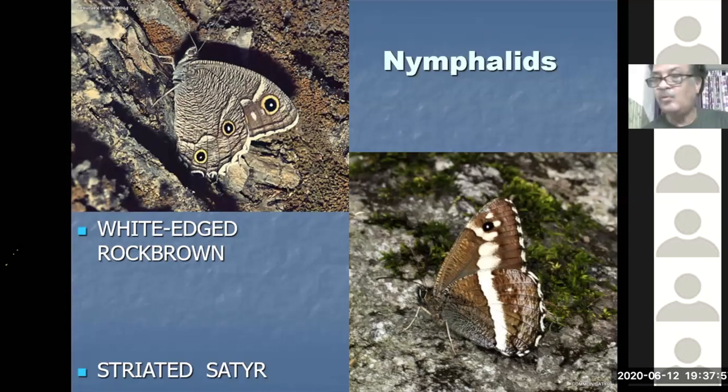It doesn't open, but tilts on one side to absorb the heat. That's a very funny, very exceptional way of basking in the sun. Only this one butterfly does that. And then we have the beaks.